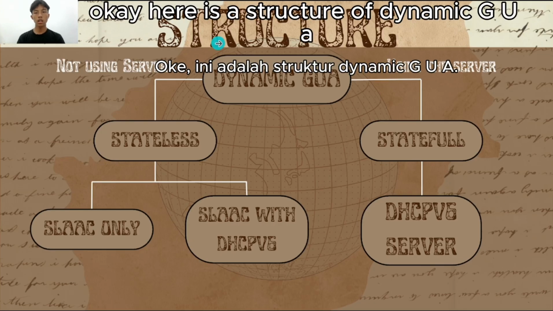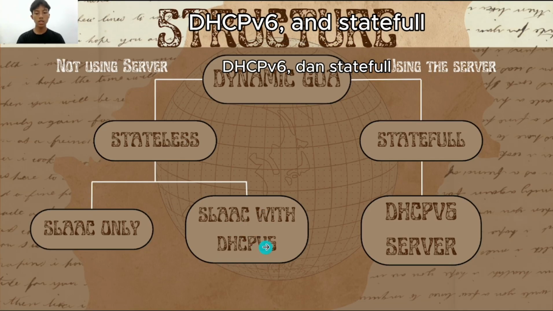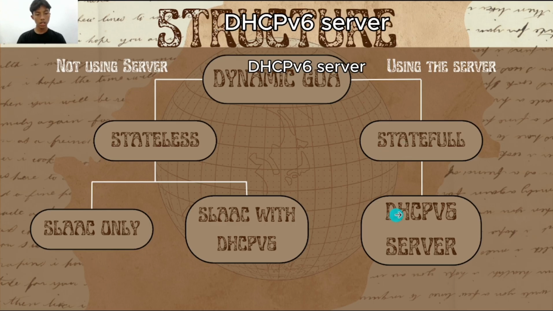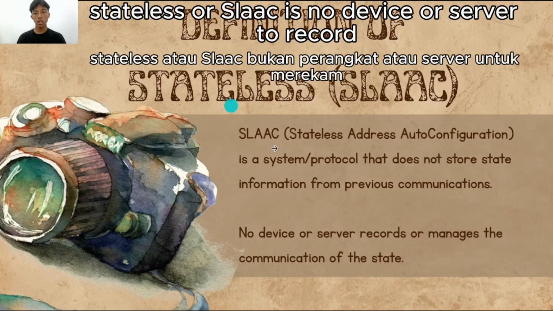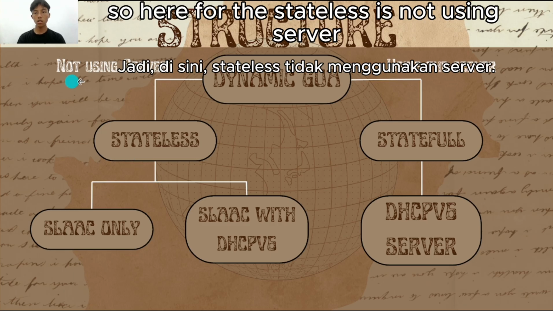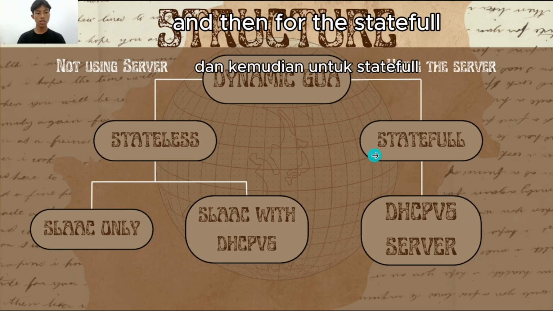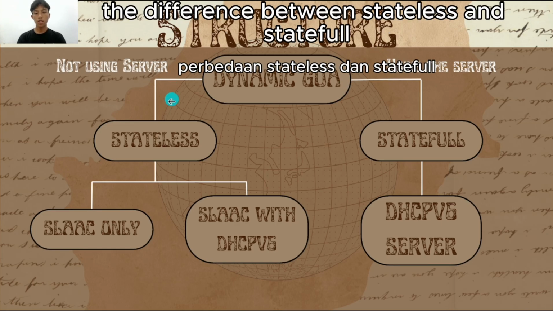Okay, here is the structure of dynamic GUA. In stateless, there are SLAAC only and SLAAC with DHCPv6, and in stateful, we have the DHCPv6 server. For stateless, there is no device or server to record or manage the state of the communications, so stateless does not use a server. For stateful, the configuration uses a server. That's the difference between stateless and stateful.